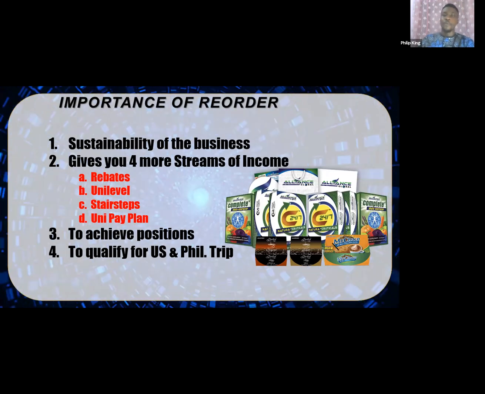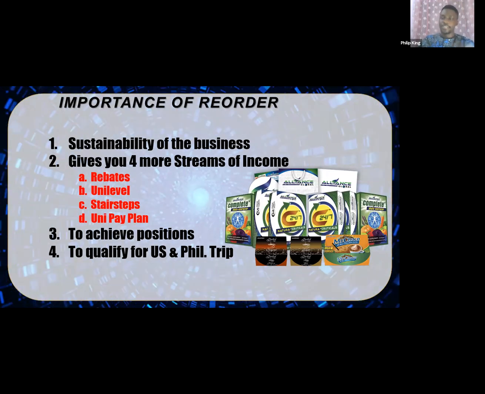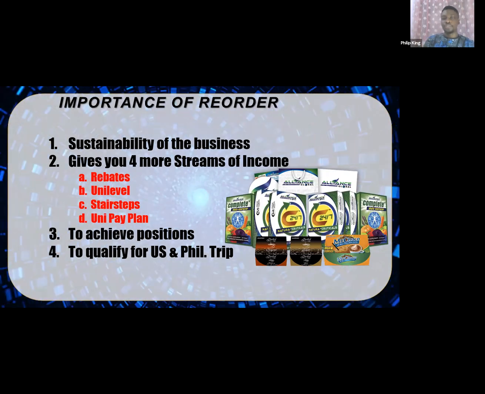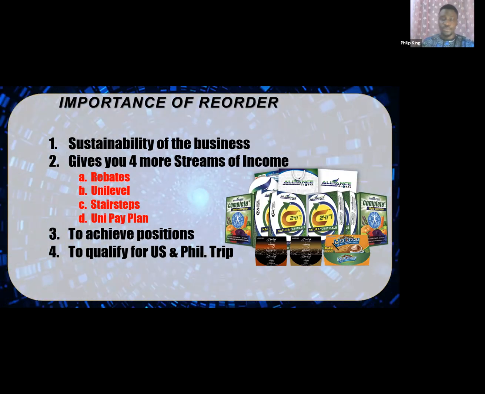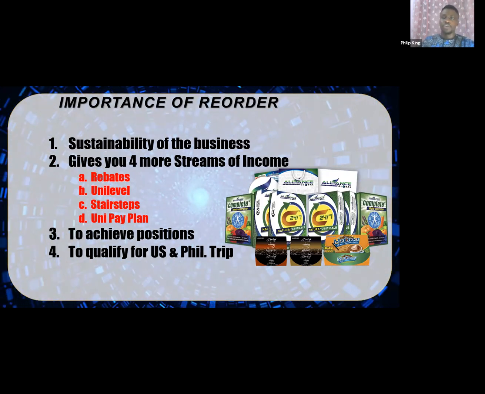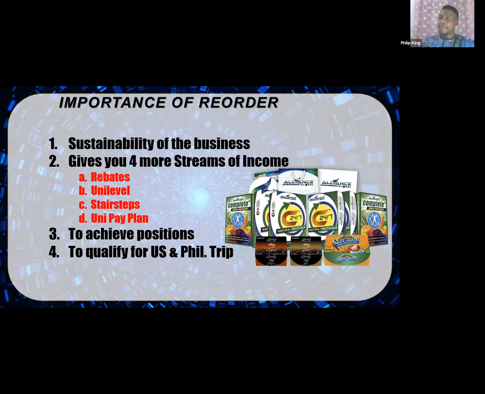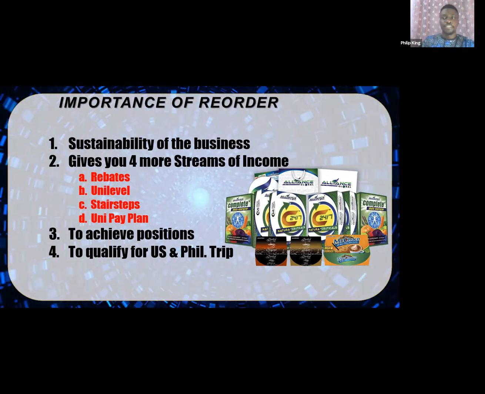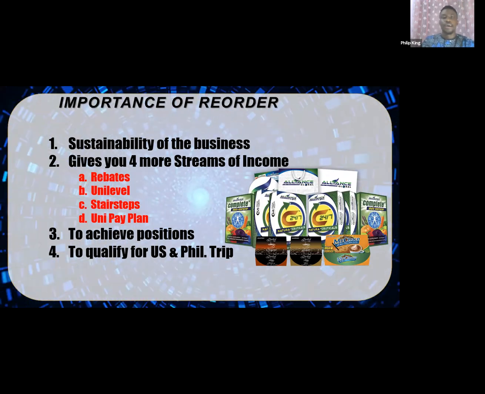It gives you 4 more streams of income: rebates, unilevel, step, unipay, and all that. So you get all these other streams of income once you start reordering the product. And then you start achieving positions like the silver executive, the gold executive, the global ambassador. You cannot achieve these positions without reorder.